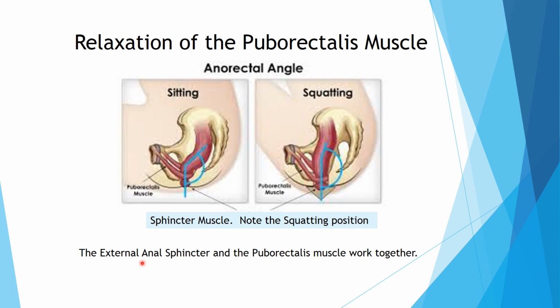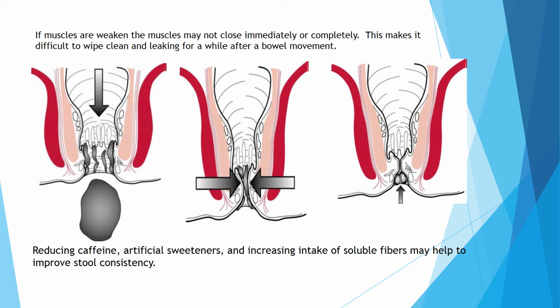So what we do here, like I mentioned earlier, is we work with the external sphincter muscle, the one you have control with, because we know that what it does, the puborectalis muscle will do as well, because they work together.